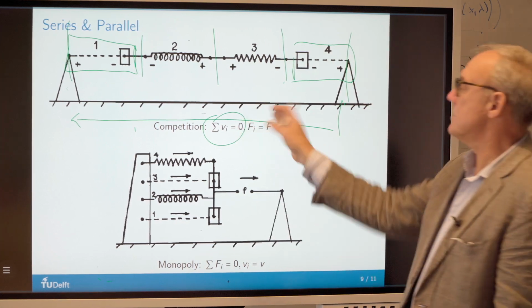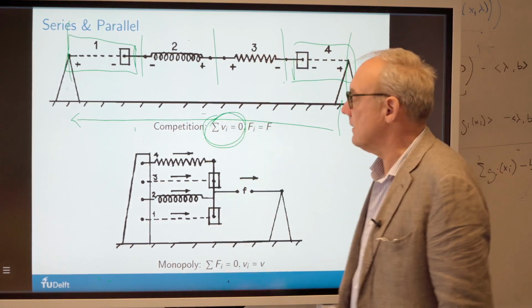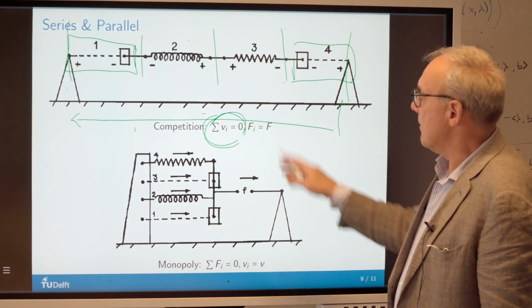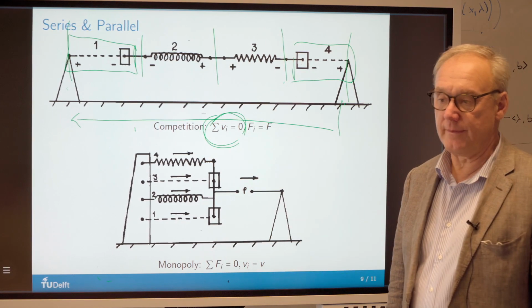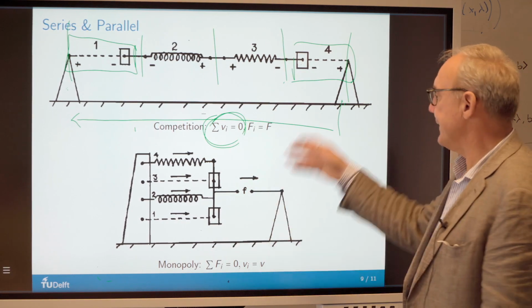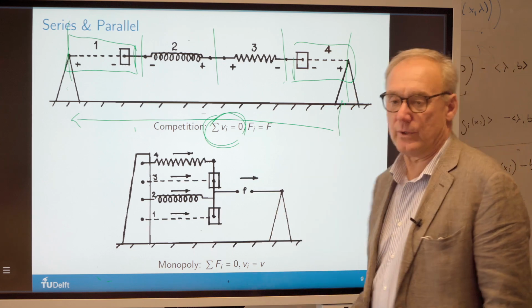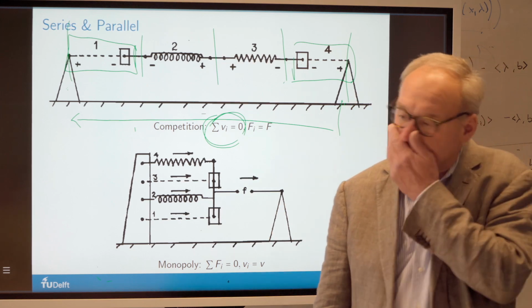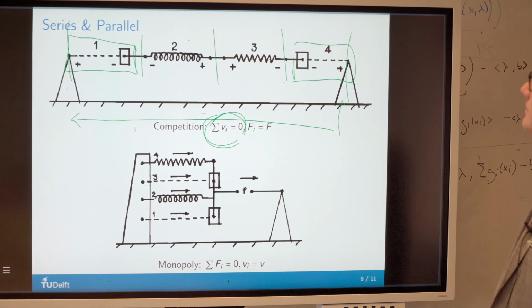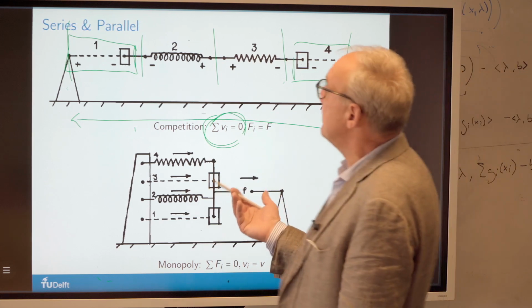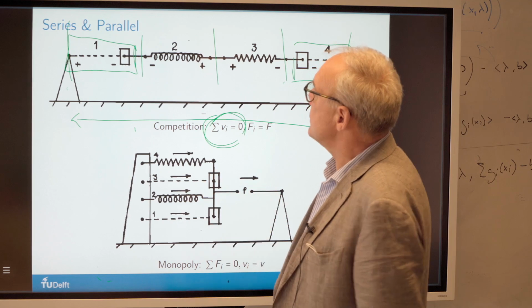So if you put this whole thing in series, you will see that the velocities add up to zero and the forces are the same. Okay? So it's like putting them all on a zero junction or something. In fact, if you make a bond graph, how many one junctions would you have here, Jose?